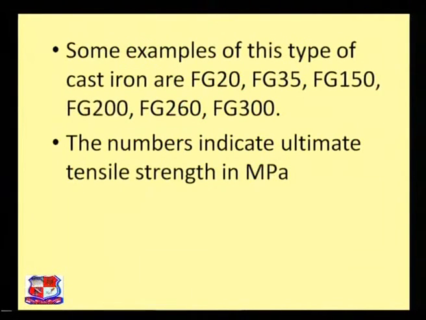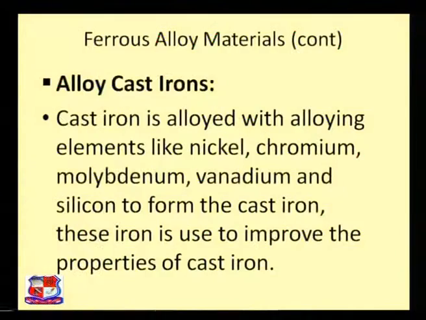Now some examples of this type of cast iron are FG20, FG35, FG150, FG200, FG260 and FG300, right. Here F and G stand for: F stands for Fe, that is iron, and G stands for graphite, and the numbers 20, 35, 150 indicate ultimate tensile strength in megapascal, right. These are the designations of grey cast iron.